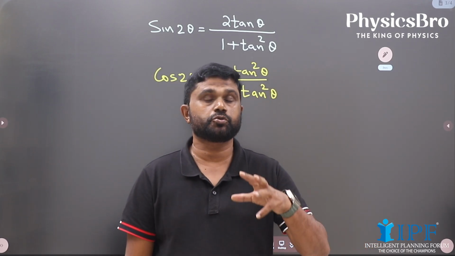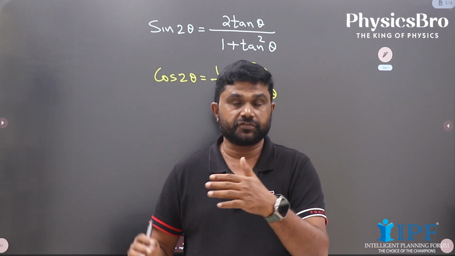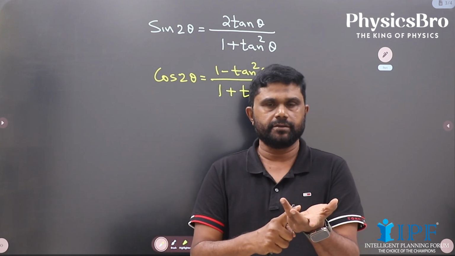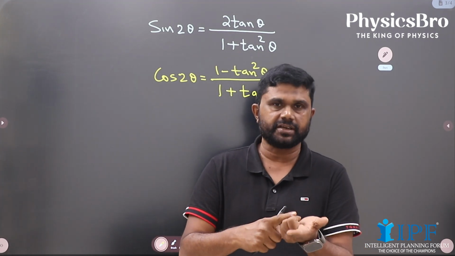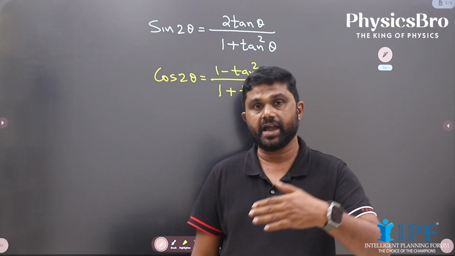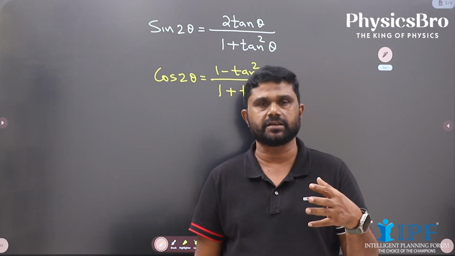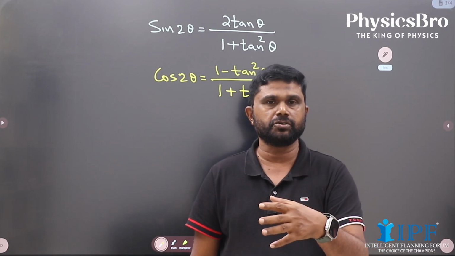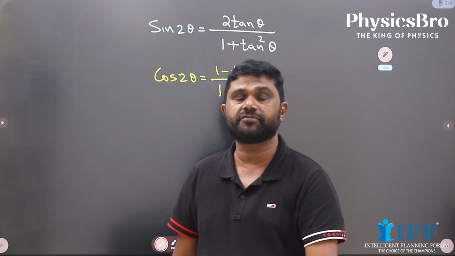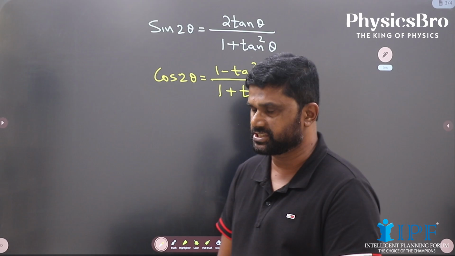Now children, you should know the values of these functions for some standard values: 0 degree, 30 degree, 45 degree, 60 degree and 90 degree. What are the values of sine and cosine functions for these angles? If you get the values of sine and cosine functions for these standard angles, you can easily find the values of other trigonometric functions also.